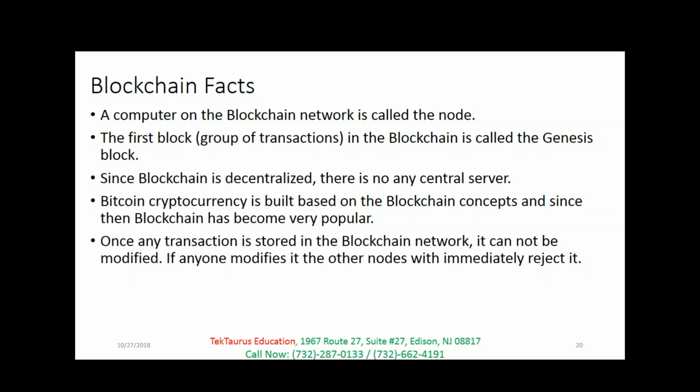Third point, since blockchain is decentralized, there is no central server anywhere. If somebody asks you where the central server is, they are just testing you. There is no central server. Blockchain is decentralized. Every node is in fact a server in itself, and when all the nodes are collected together, they form a network, and that network is collectively doing all the work.